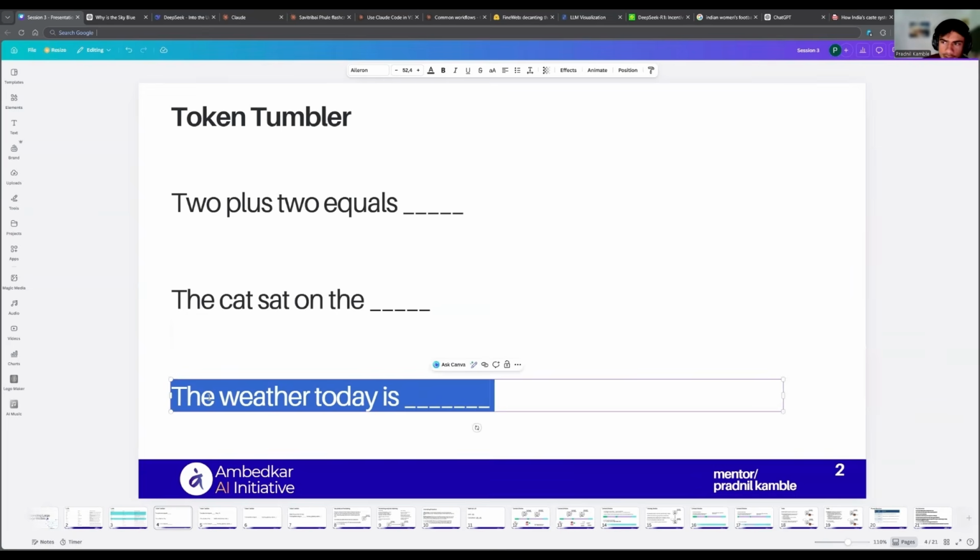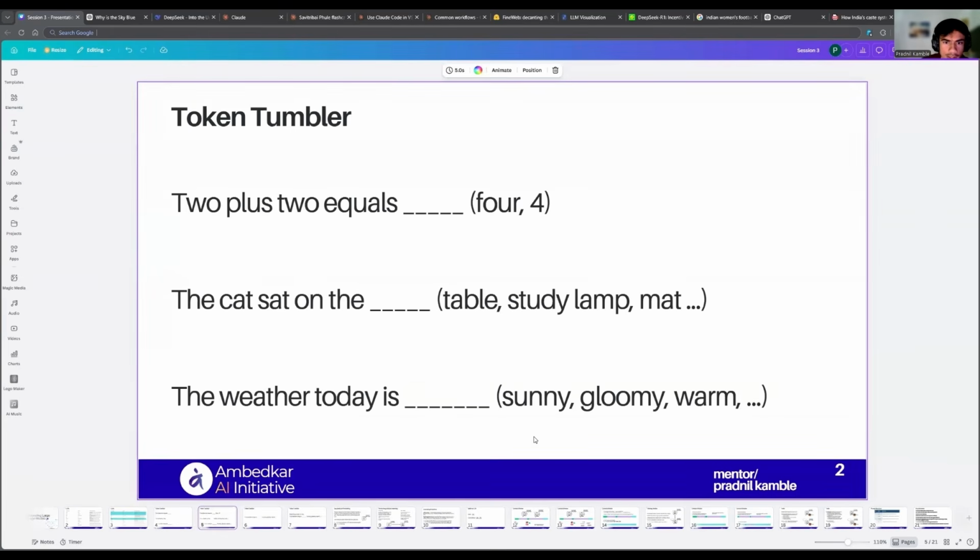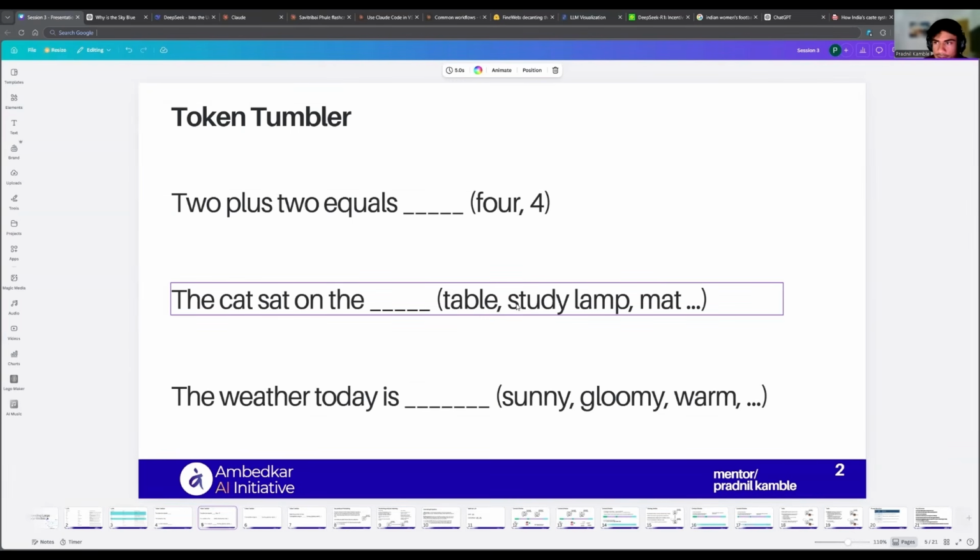Let's go to this particular sentence: the weather today is. It can be nice, it can be dull, it can be rainy, it can be anything. But at least we have a particular limited set now. We know what could be coming. So there is a set. It can be sunny, it can be rainy, it can be dull. So there are chances, right? Let's say we know there is a set of answers, as I said.